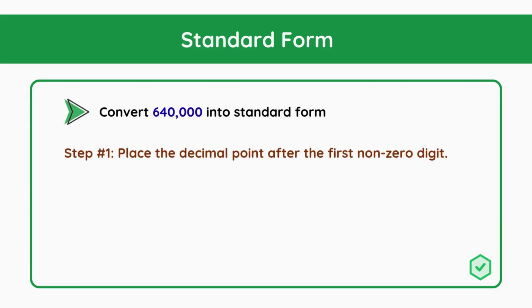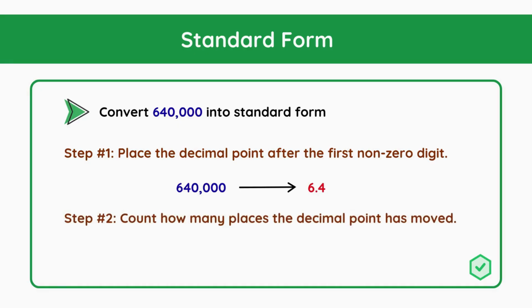Step 1. Place the decimal point straight after the first non-zero digit. The first non-zero digit is 6, so we put the decimal after the 6, which gives us 6.4. Step 2. Count how many places the decimal point has moved. In 640,000, the decimal sits right at the end, and to reach its new position, it moves 5 places to the left, so the power is 5.